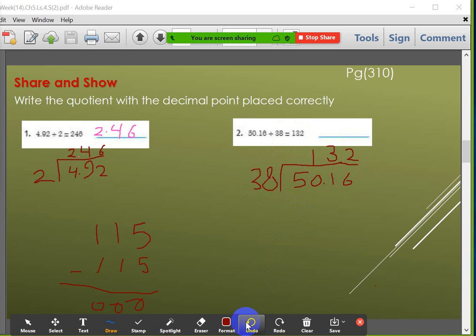What about the decimal point? The decimal point will be in the quotient over the decimal point in the dividend, in the same place. So I will take it and put it here. That means the number will be 1.32.